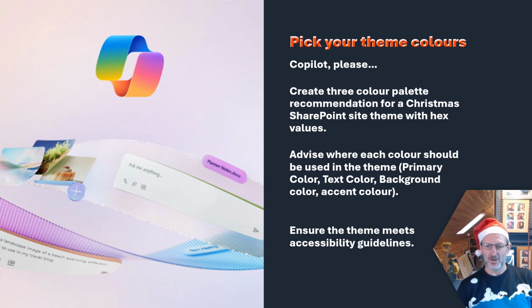It reads something like, Copilot please, because we're very polite in England, create a 3-colour palette recommendation for a Christmas SharePoint site theme with hex values. And importantly, because we want to be able to match those up with the SharePoint theme colours, advise where each colour should be used in the theme: primary colour, text colour, background colour, accent colour, and ensure that the theme meets accessibility guidelines. I'm going to go and run this prompt, and then we'll use that to go and build out our new Christmas theme.